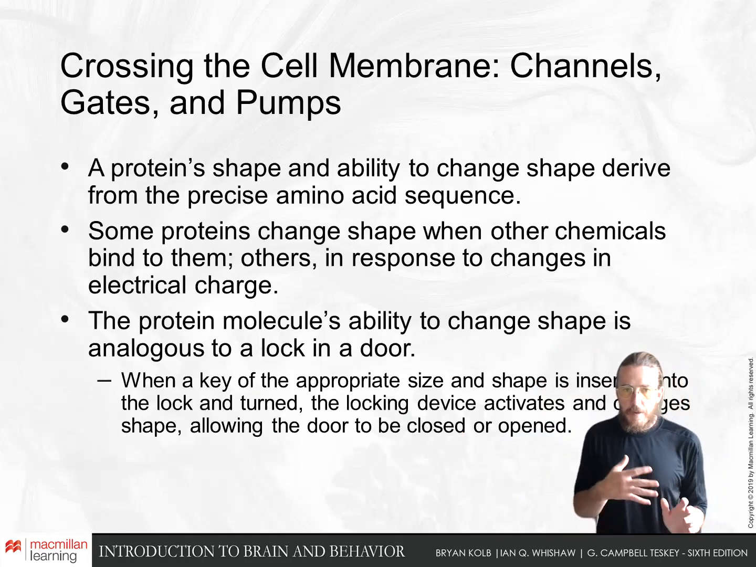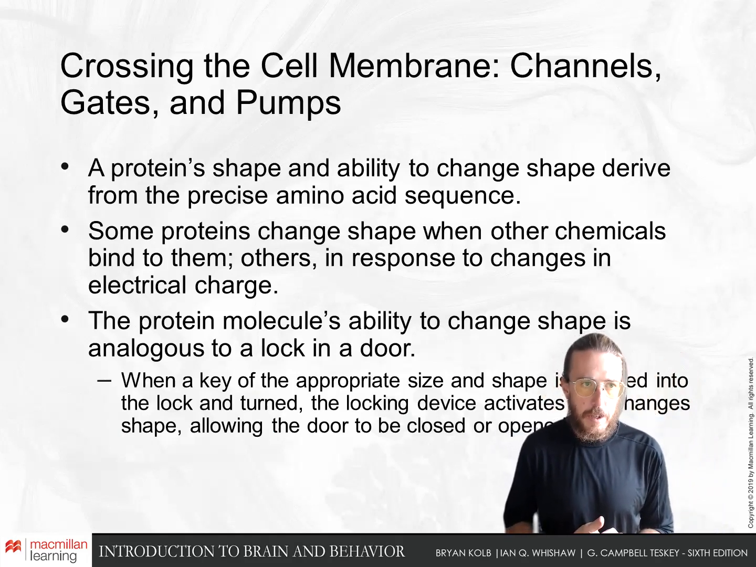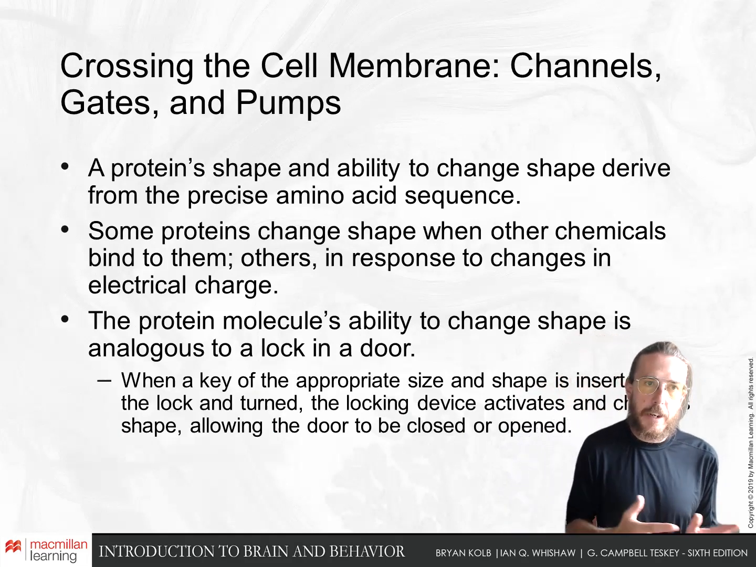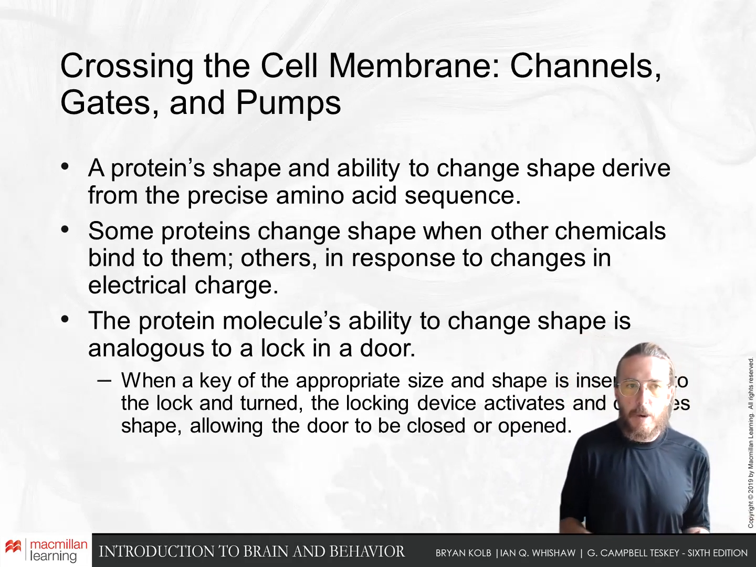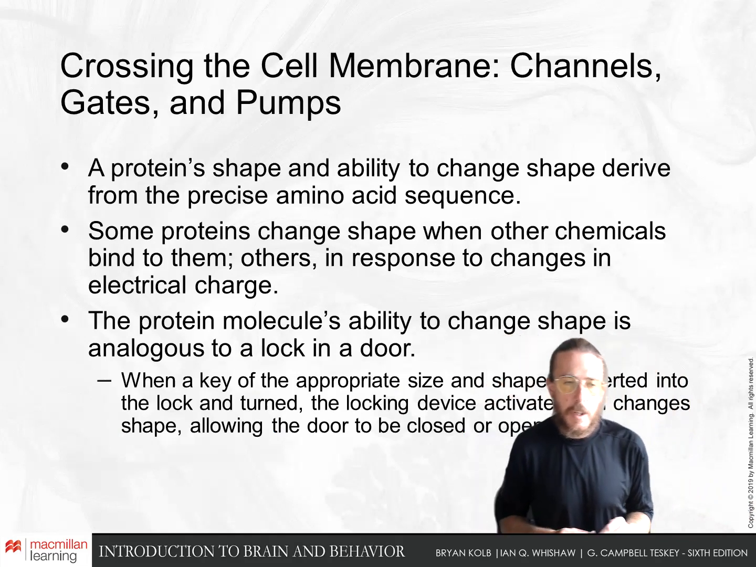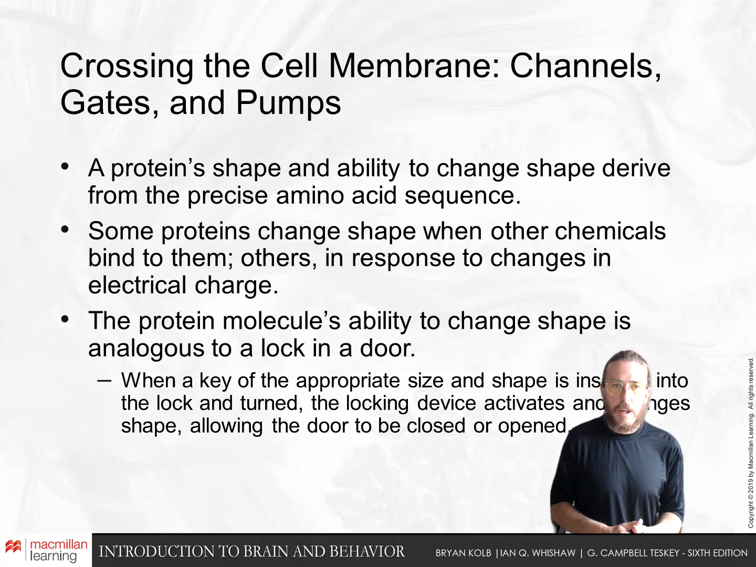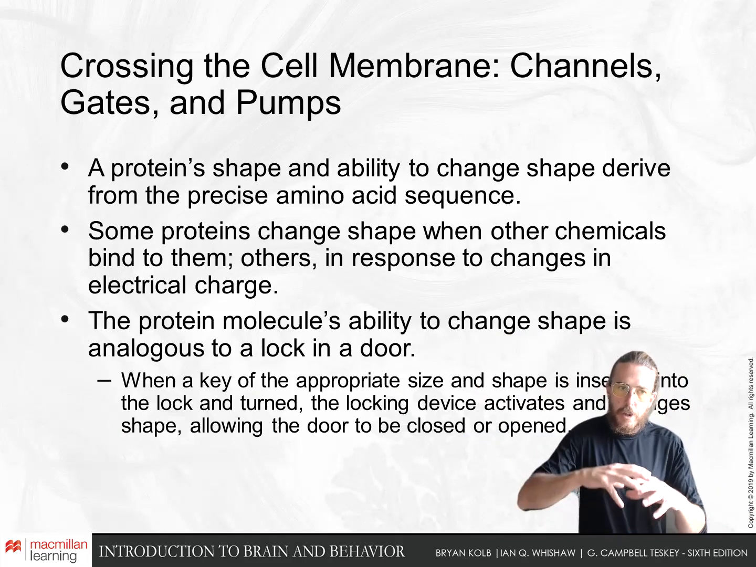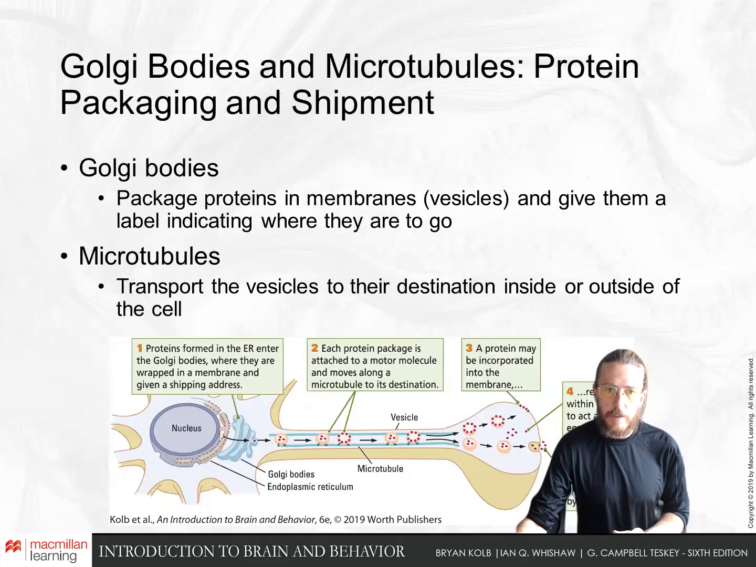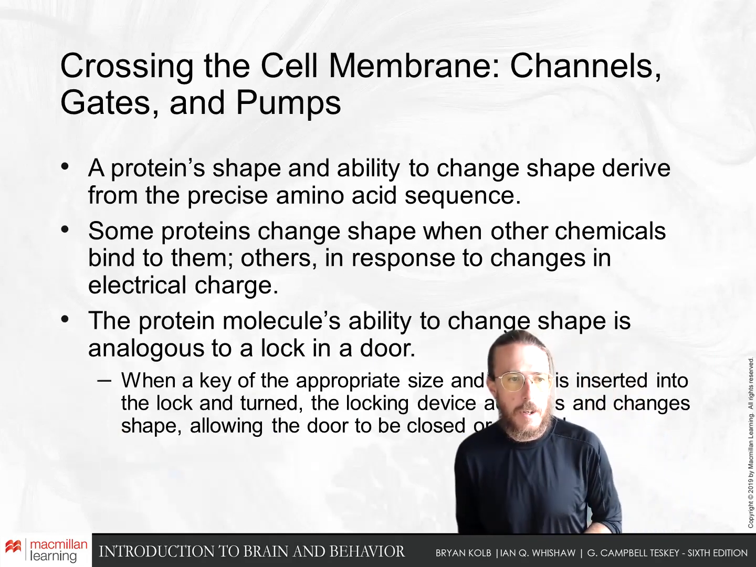And one reason why you might want to send these proteins into the cell wall is that they can then act as things called channels, gates, and pumps. So the proteins, all of our proteins in our body shape, and their ability to change shape depends on their sequence of amino acids. And when I say change shape, I mean that some of them can have certain chemicals or electrical charges act on them and change the orientation of the cells or their quaternary or tertiary structure to make their function different.